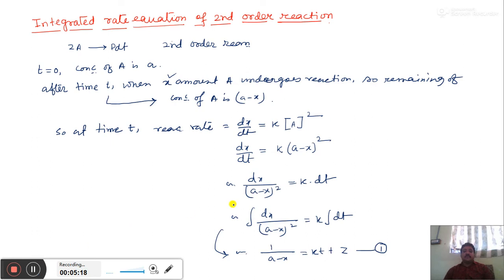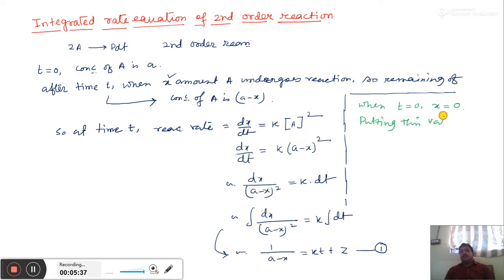Now when t is equal to 0, then the x amount of reaction is 0. Putting this value in equation 1, we get 1 by a is equal to z. Now the integration constant value z is 1 by a.